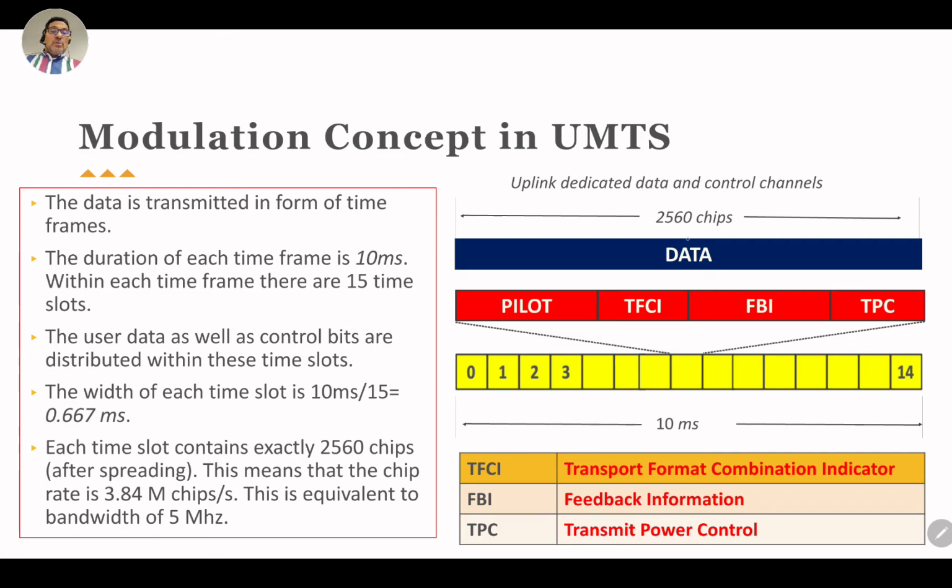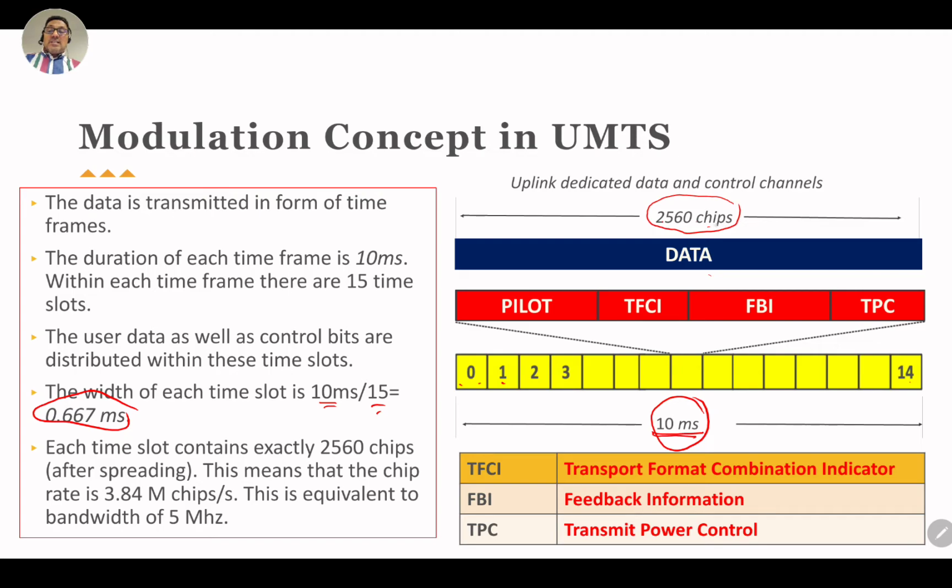This is how the data is divided in UMTS. You can see that we have data, which contains about 2,560 chips per time slot. We have 15 time slots per time frame. The time frame is 10 milliseconds, so you can calculate that each time slot will be 10 milliseconds divided by 15, so each time slot is 0.667 milliseconds. In each time slot, the data consists of 2560 chips.